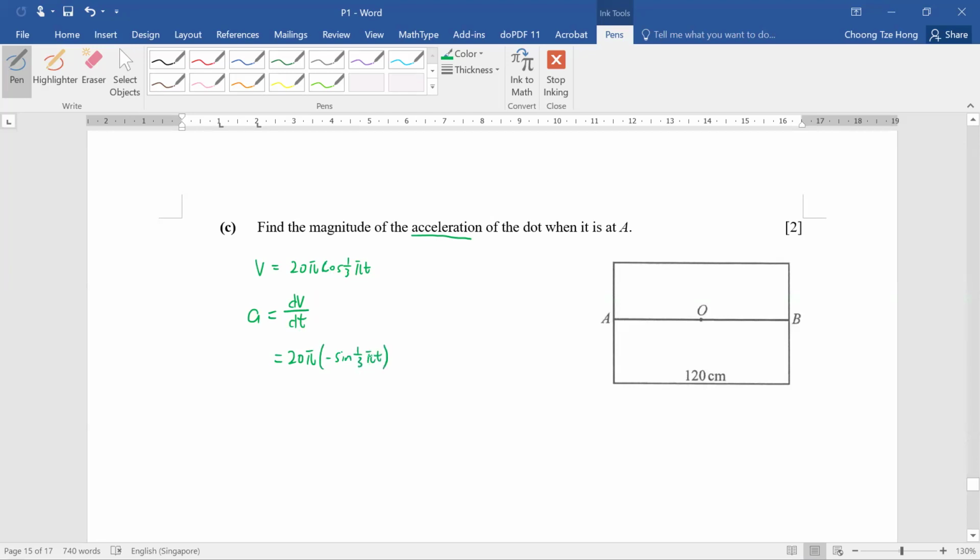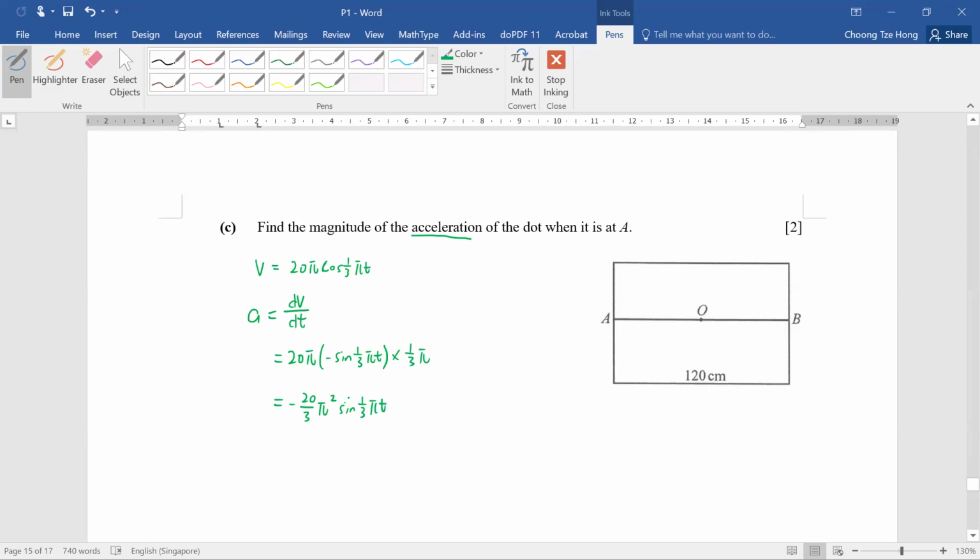Okay, then same thing, differentiate the 1/3 pi t and you will get 1/3 pi. Right, so we just multiply here. So in other words, you are going to get over here negative 20 over 3 pi squared sine 1/3 pi t. So this will be the expression for the acceleration of the dot.